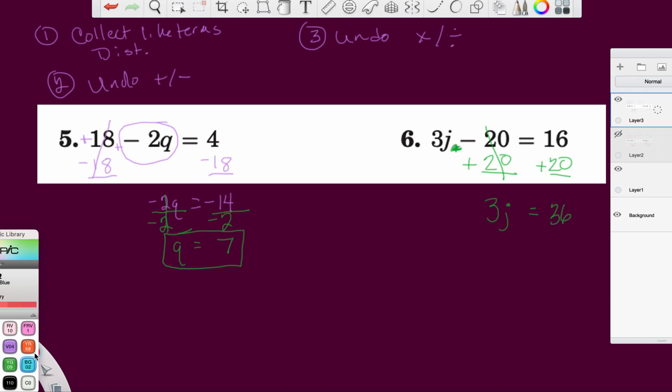We have a little bit more work to do. We have 3j equals 36. j is being multiplied by 3. We're going to undo our multiplication with division. So 3j divided by 3 and 36 divided by 3. 3 divided by 3 is 1. So now I have one lonely little j over here. Here's your equal sign, and 36 divided by 3 is 12. There it is.